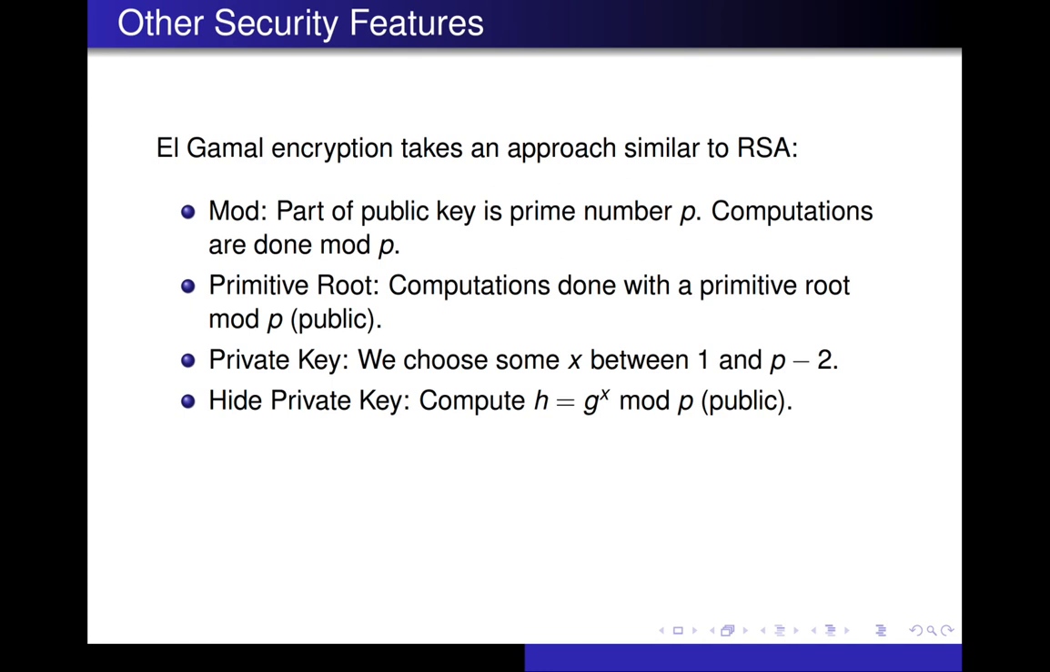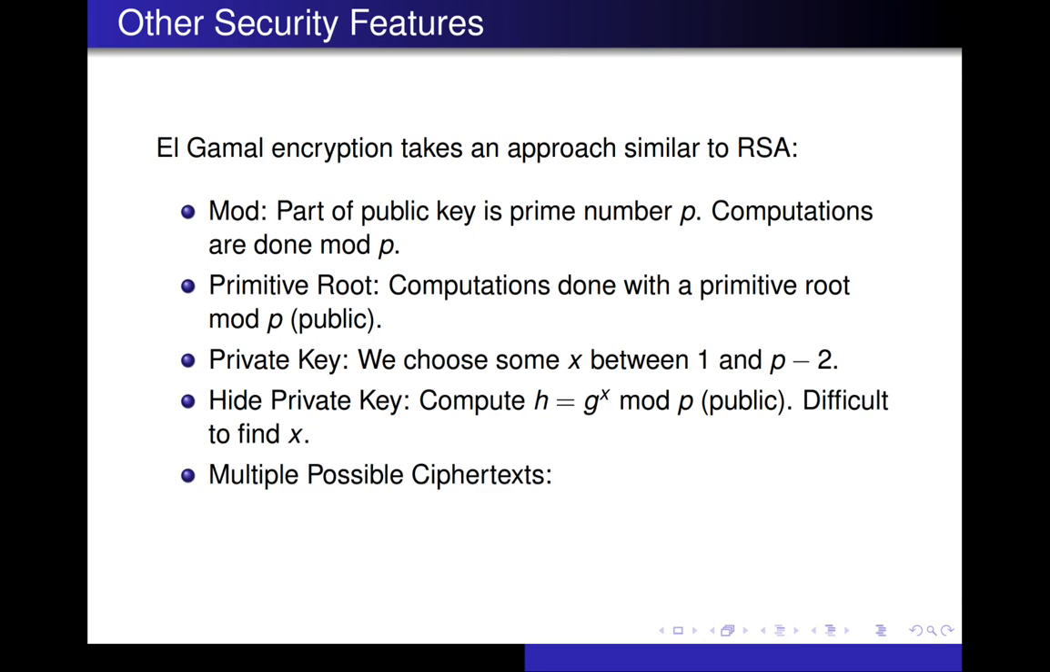Now, in principle, all I would have to do to find that x is look at the different powers of g and pick the x that gives me h when I do that, right? However, that may sound easy, but if I choose a really large prime, that's going to be very difficult to do. So it's actually computationally difficult to find x, and that's going to be the key to our security in Gamal encryption.